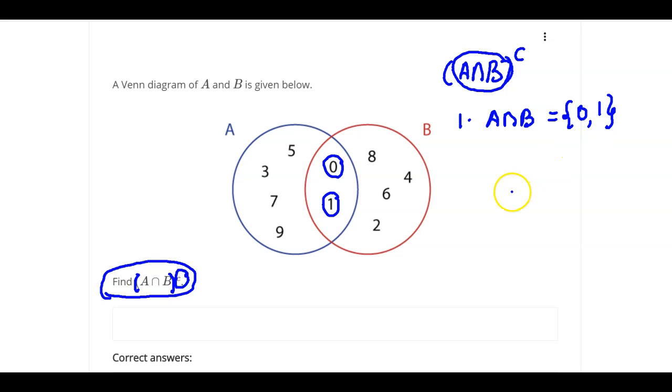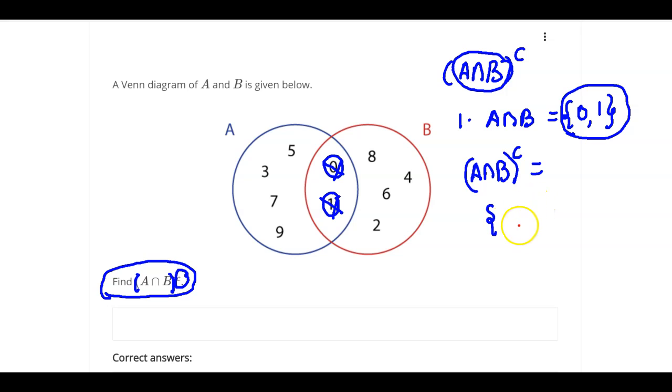But wait a minute, I am not looking for A intersection B, I'm looking for A intersection B complement. When I say complement, that means everything except 0 and 1. So the easiest way to do it is boom, boom, cancel it out. What am I left with? I will change the color here.